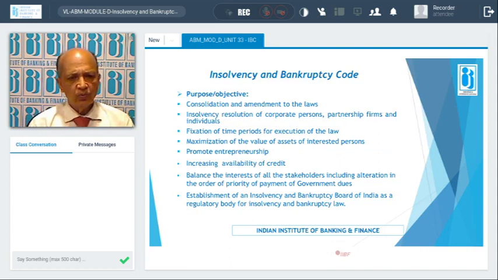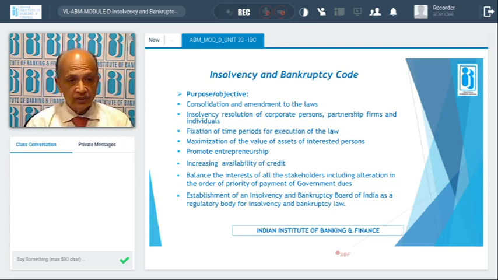Then we can discuss what the purpose or objective of this code is. Perhaps you may know that prior to the enactment of this act, as I told you, there were multiple overlapping laws which governed the facet of corporate rescue or insolvency. Here, all the earlier acts and amendments were consolidated, and one act was passed.